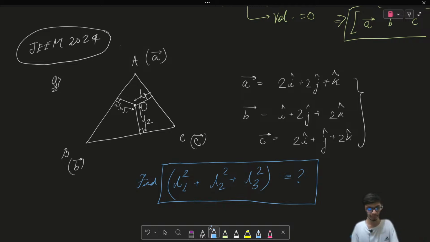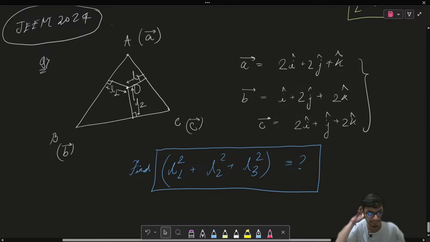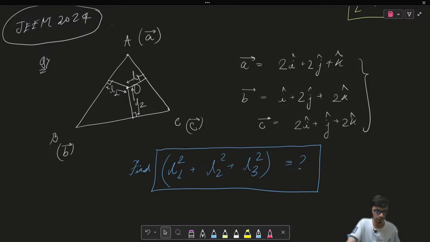So please try to solve this problem. Any answers from anyone? It's a very straightforward, simple problem.